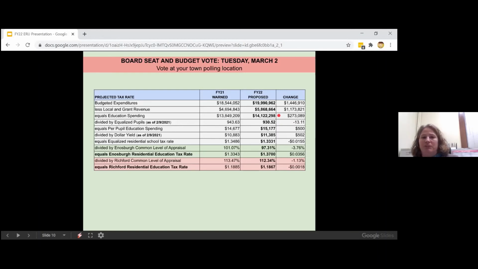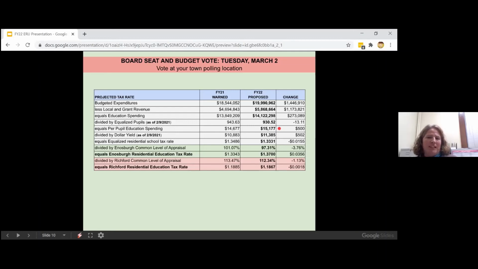But anyway, we're down to the equals education spending. You take that number and divide it by your equalized pupils, so our number of kids. As you can see, we're down to 13.11 kids. When you divide your education spending by the number of kids you have, that comes up with your per pupil education spending, which you can see is $15,177. That was on the warrant when we asked permission to expend the amount of money to pay in the budget for that number.